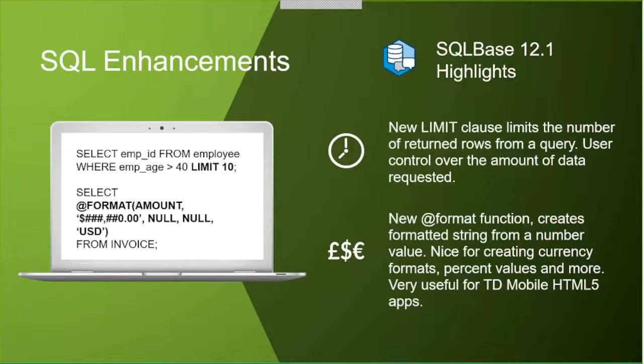So in SQLBase 12.1, there are several other things as well. There are SQL enhancements like this one here. A new limit clause limits the number of returned rows from a query. So let's say you have a query that would return, I don't know, 1,000, 100,000 rows or whatever. You could put the limit clause at the end of the statement, say limit to 10, so you just return the 10 rows that should be visible to the user. That can reduce network traffic and processing speed, of course.